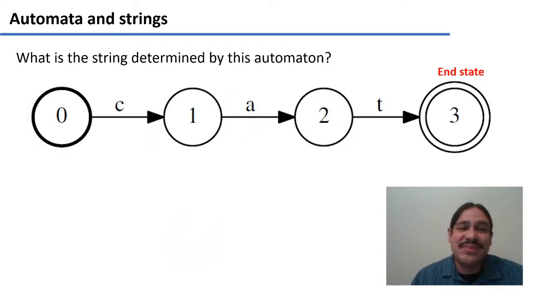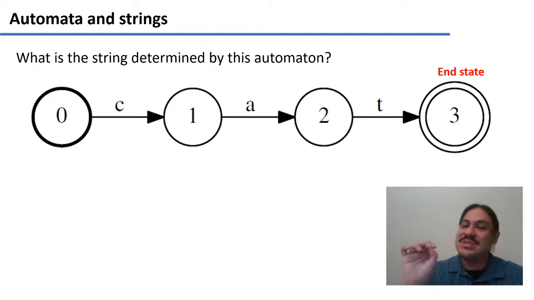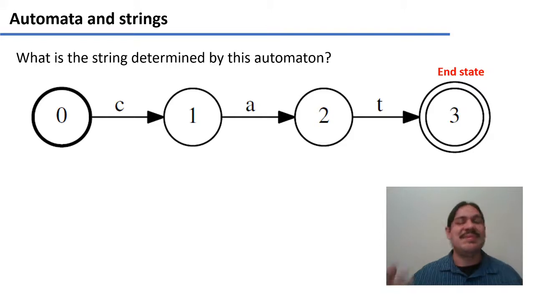This is a very simple finite state machine. What do you think the string is? You start at 0 and then you get the input C, go to 1, input A, go to 2, input T, go to 3, and then end state. And we are going to represent the end states as two circles. This automaton, this finite state machine, accepts the word cat.